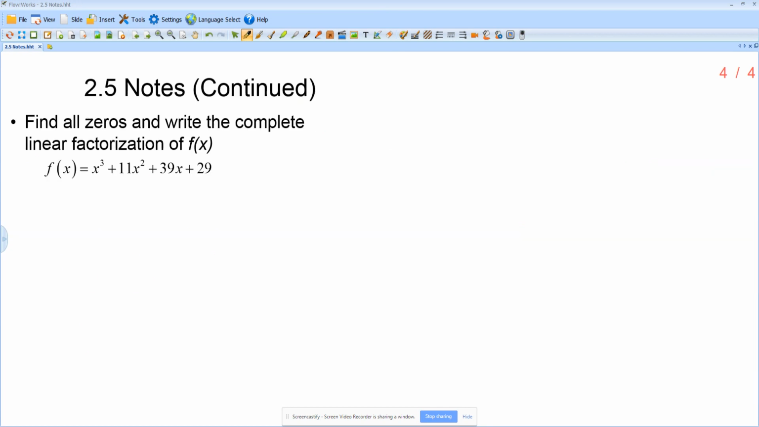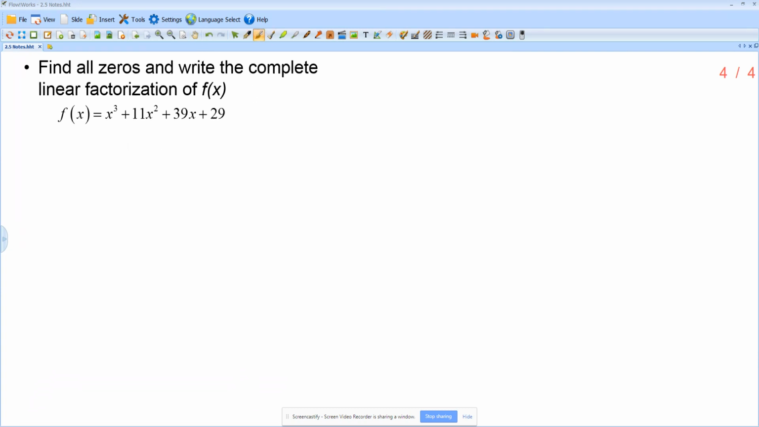All right, we're just going to do another one of those examples. So find all zeros, and again, write the complete linear factorization. Let's switch to blue. If I'm looking at this, I have x cubed plus 11x squared plus 39x plus 29. I recognize right away that this is not going to be factorable. So I go to the rational zeros, which would be plus or minus 29 and 1. I don't really even want to do these 4 synthetic divisions. Plus, if I picked 29, that's a pretty big number to be multiplying by. So I'm just going to go to my graphing calculator and see where that x-intercept is. I see that the x-intercept is at -1.